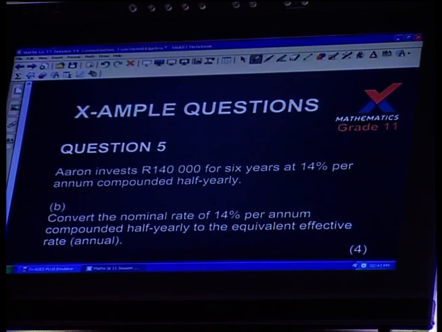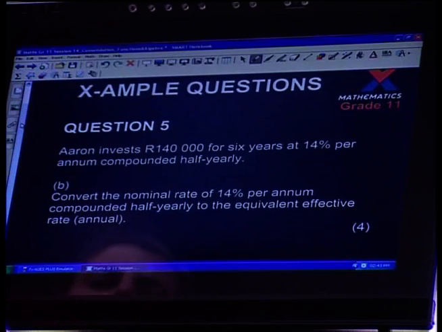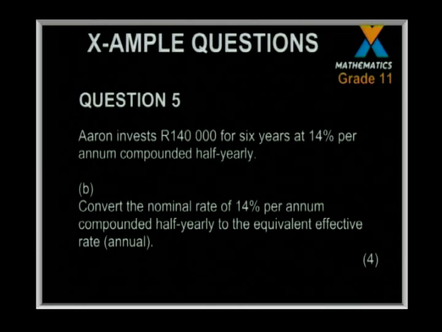Right. Now the second part of the question deals with Erin again, and it says, Erin invests 140,000 Rand for 6 years at 14% per annum compounded half yearly. We know all of that. Now, convert the nominal rate of 14% per annum compounded half yearly to the equivalent effective rate. Now remember, guys, an effective interest rate is the interest in the end over a 1-year period. And as I said to you guys just now, this is the formula that you guys don't get. So please remember it.